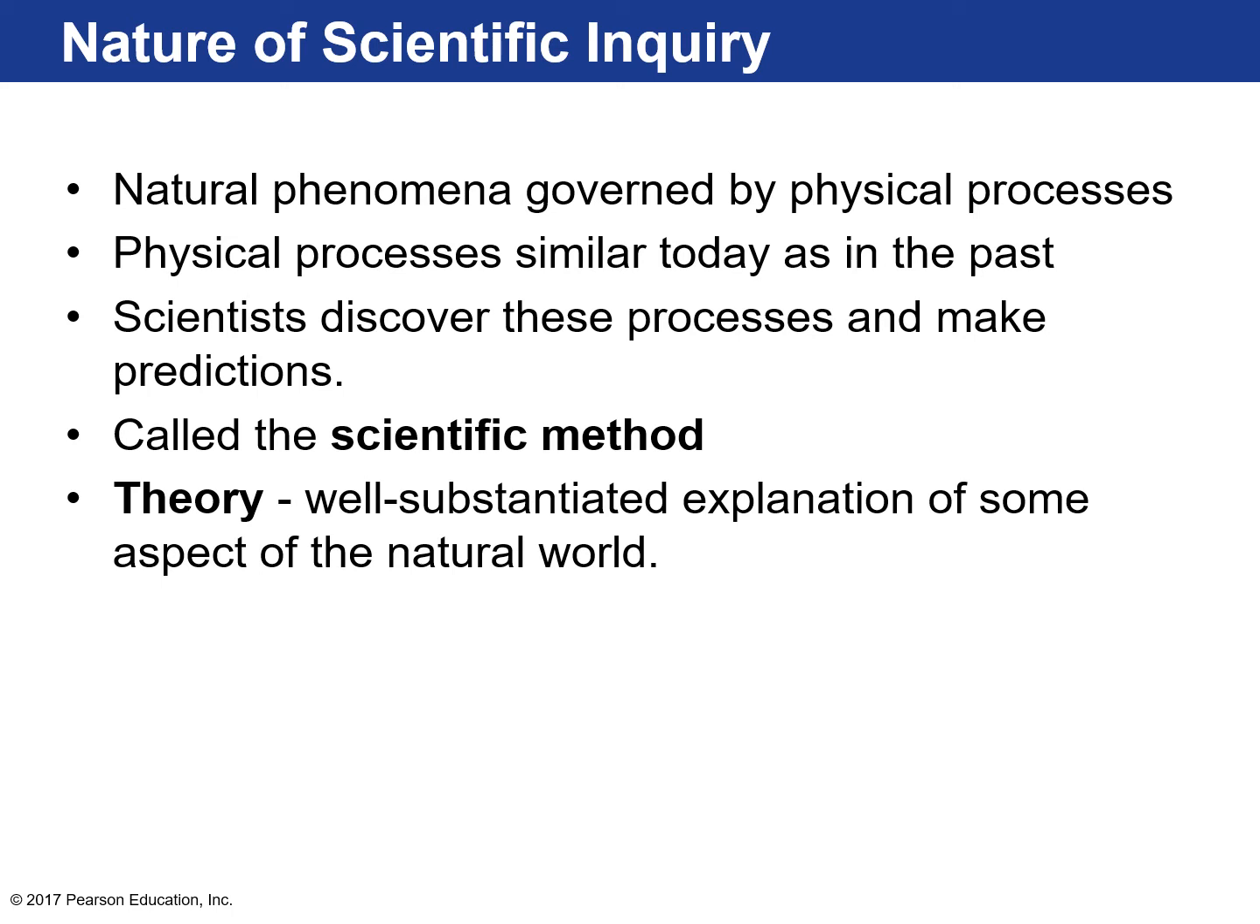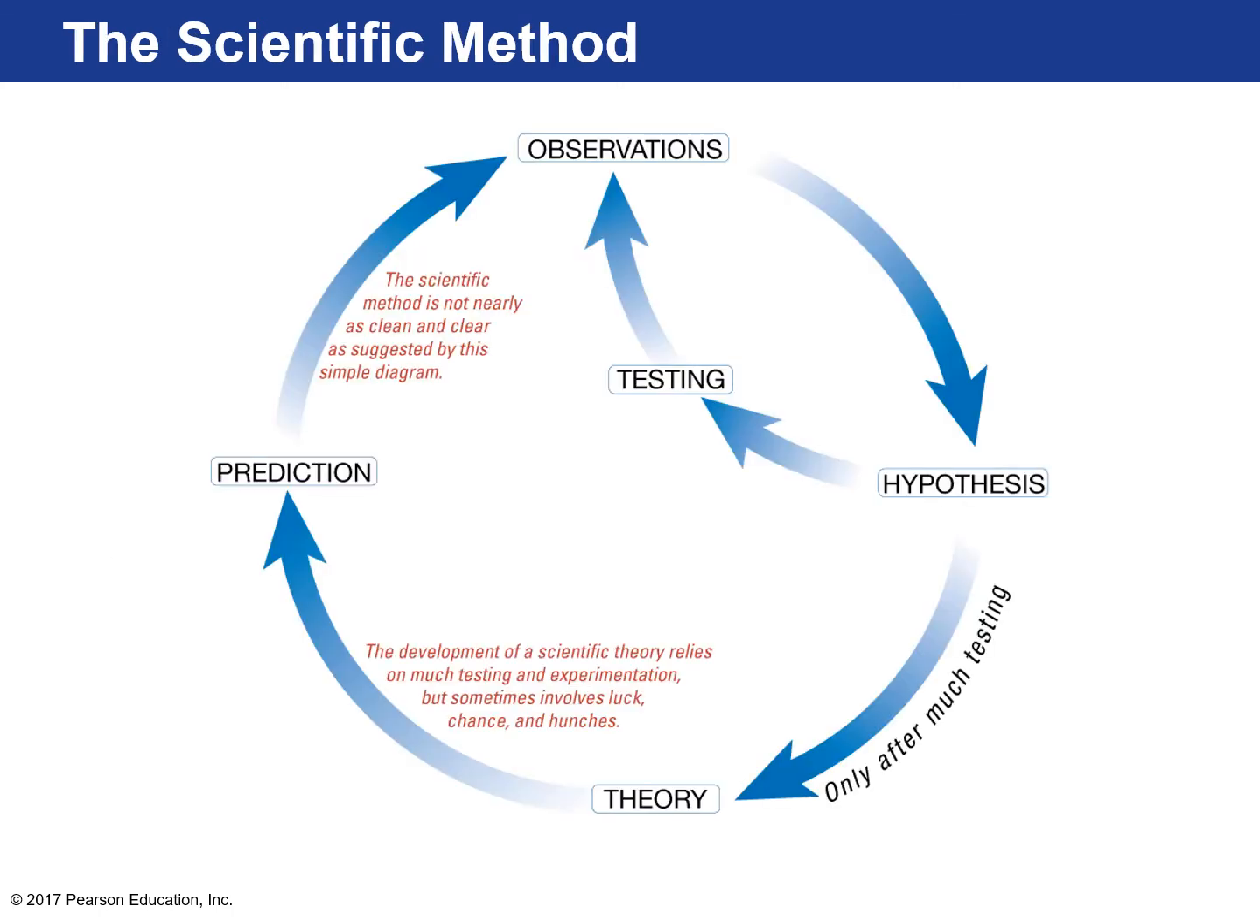And once observations and hypotheses have been made and then vigorously tested, will you come up with a theory. And a theory is a well-substantiated explanation of some aspect of the natural world. Okay, so here's that process. You start off with observation. The book does a pretty good job of an explanation.